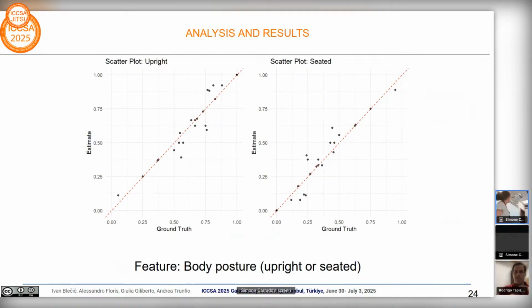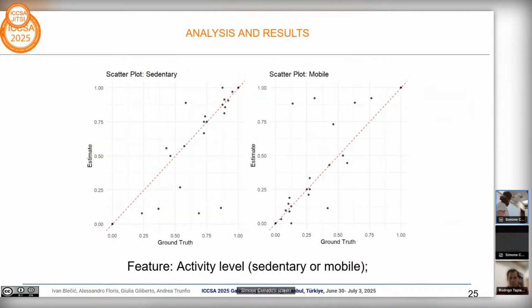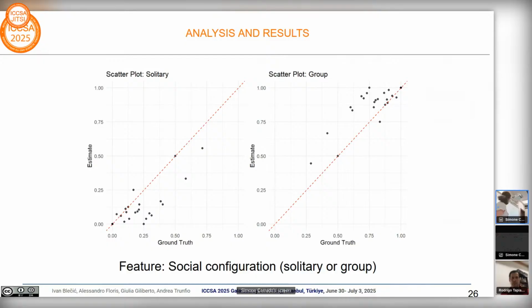For body posture, the same. We can see the pattern. Activity level is not so good. We can see points far from the line, and also for social configuration.